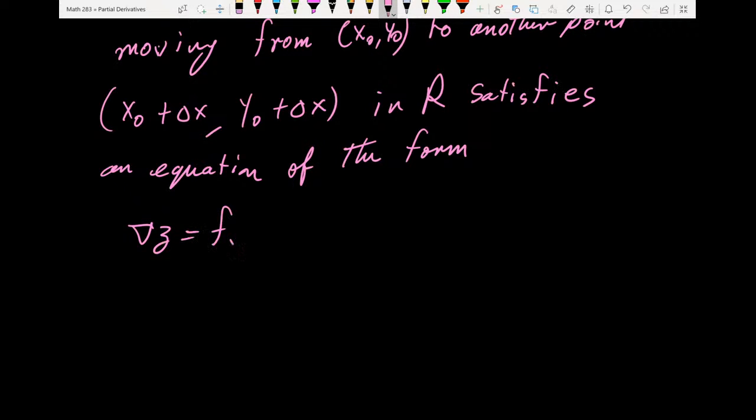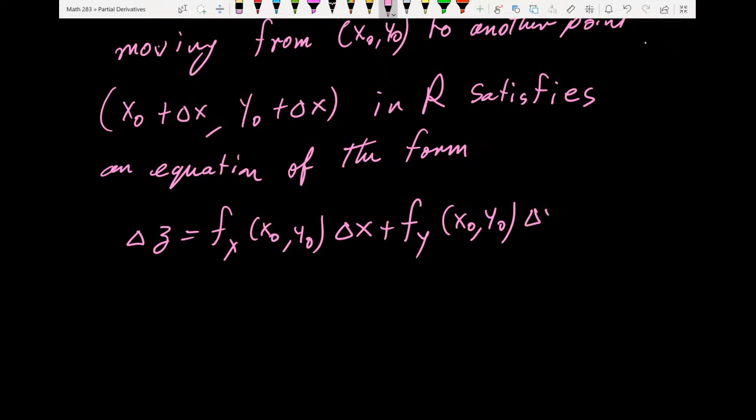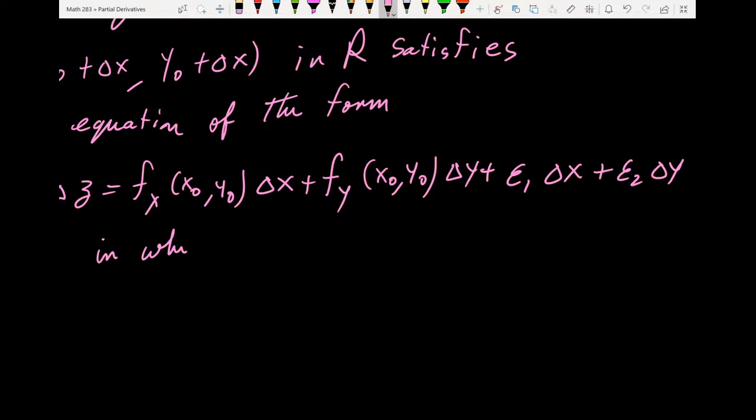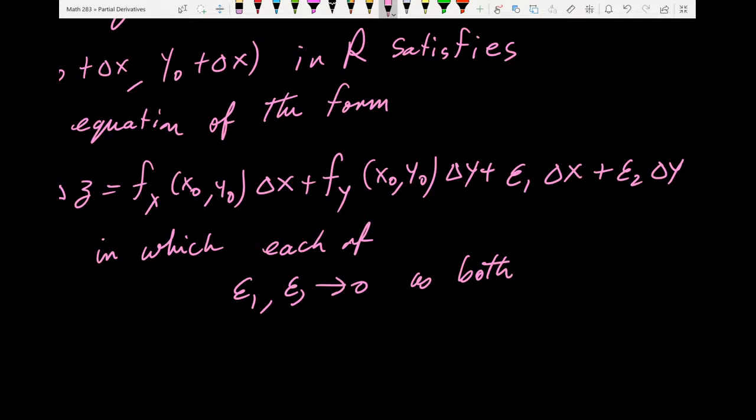delta z equals f sub x delta x, I'll just write it like this, plus the partial derivative with respect to y, delta y, plus epsilon 1 delta x plus epsilon 2 delta y, in which each of epsilon 1 and epsilon 2 goes to 0 as both delta x and delta y go to 0.